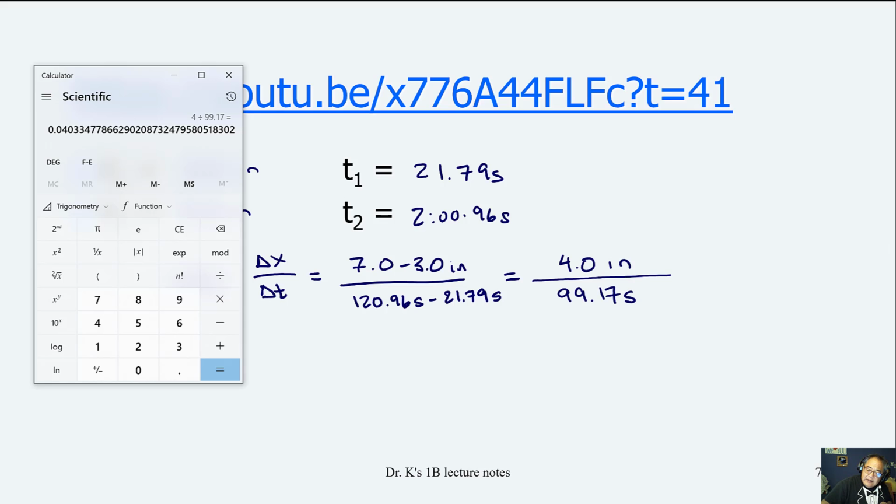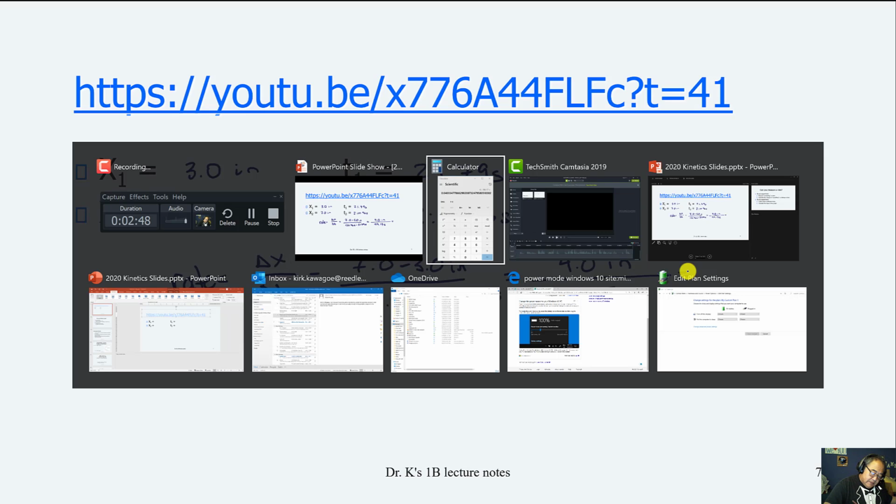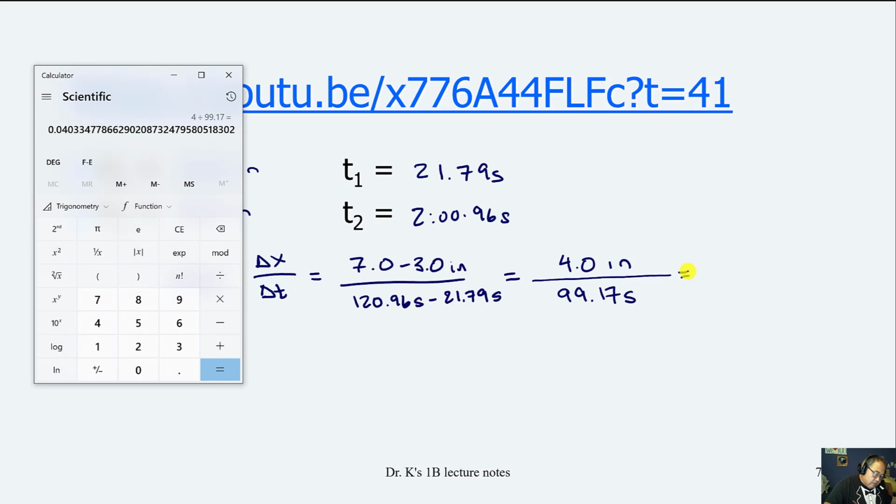hang on, I got to move these. The controllers for the recording always go to the bottom of the screen, right where I put my hand, and so I've always got to move it out of the way, or I'll shut it off by accident. So, oh, sorry, that's going to be 0.0403.